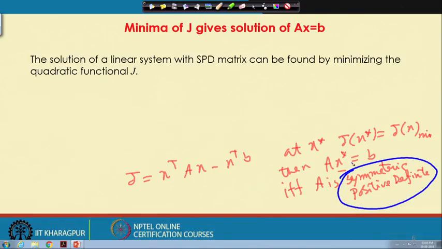Later we should also focus on how we can improve this methodology for a general matrix which may not be symmetric, may not be positive definite. However, at this stage we are only considering symmetric positive definite matrix, and we observe that solving the matrix equation can be substituted by finding the minima of a quadratic functional.